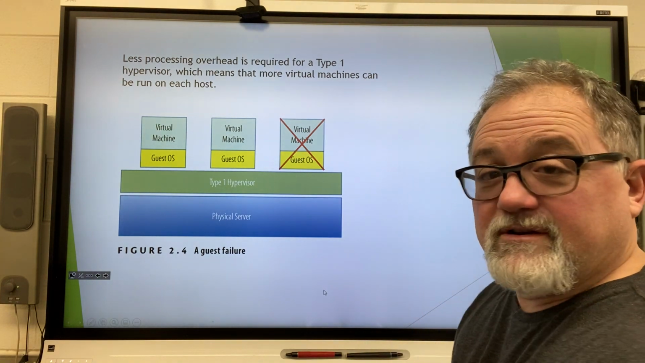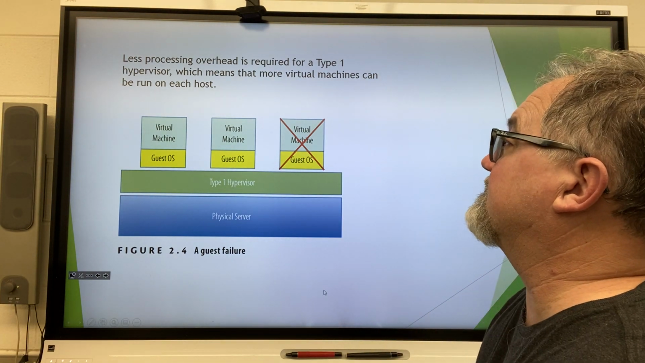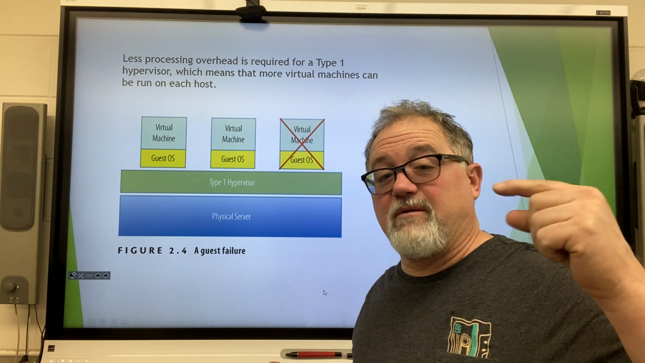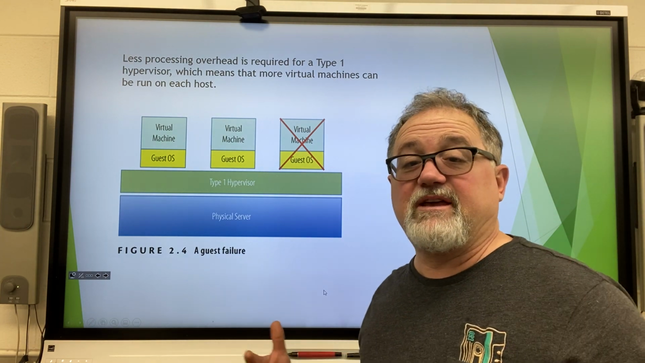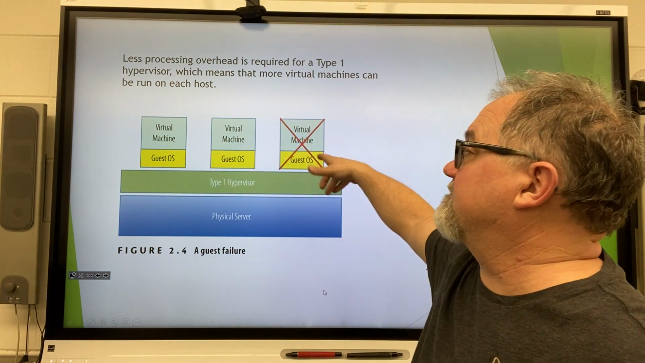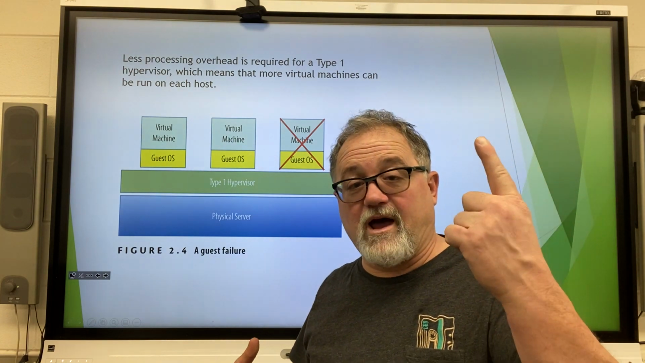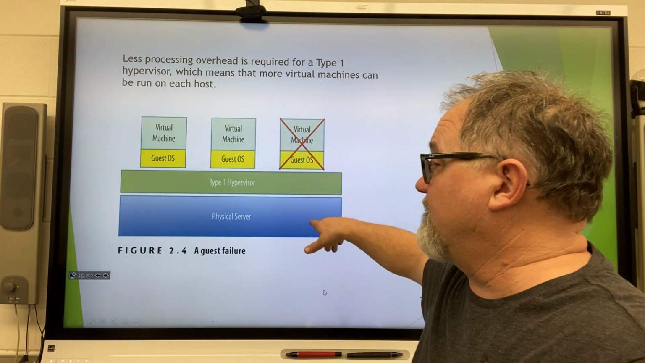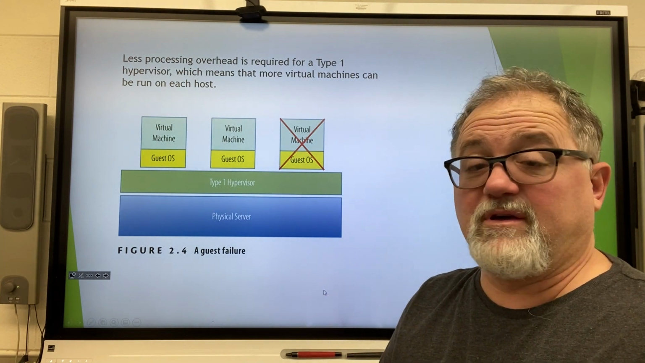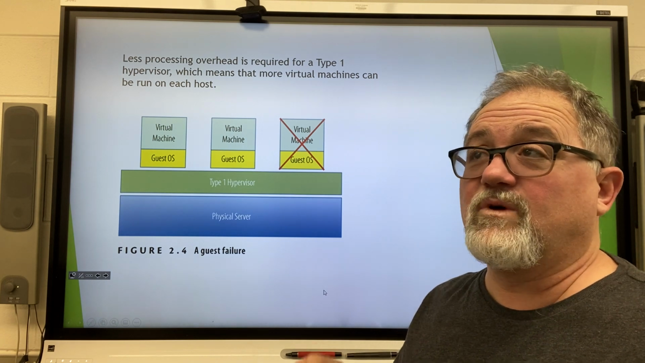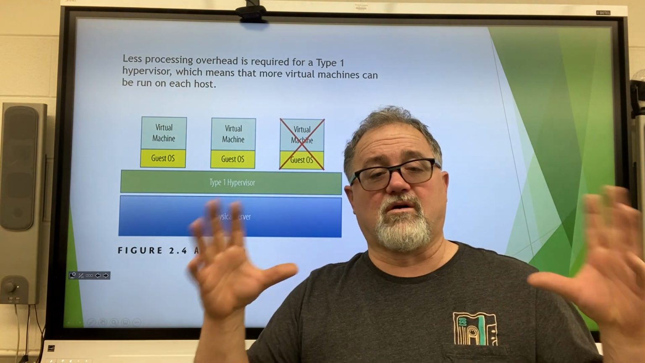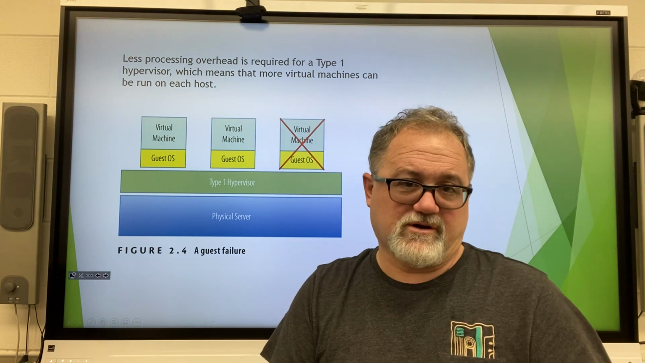Here's another diagram of it, in case you haven't got it. Less processing overhead is required for a type 1 hypervisor. Why? Because we don't have an operating system to contend with. We have several virtual machines right here, and more virtual machines can be run on each host. If we're using a type 1 hypervisor, we don't have an operating system, so we definitely use fewer resources. If we're running Windows 10, like we're going to do a lot with the Oracle box, we're going to be running that on Windows 10. Windows 10 has its own demands on your computer, and then we run the Oracle box, which has more demands on your computer.